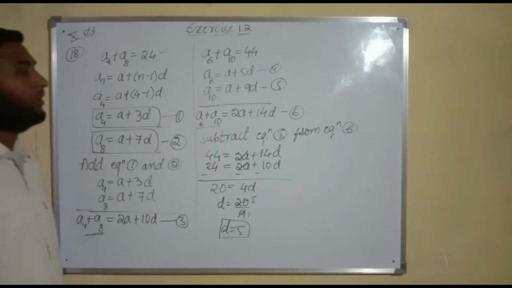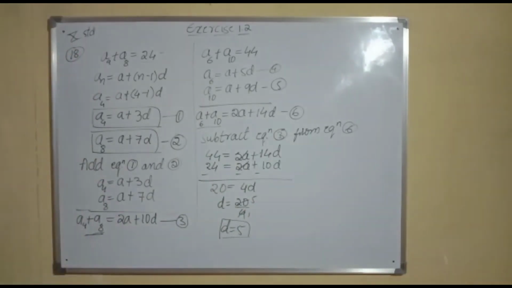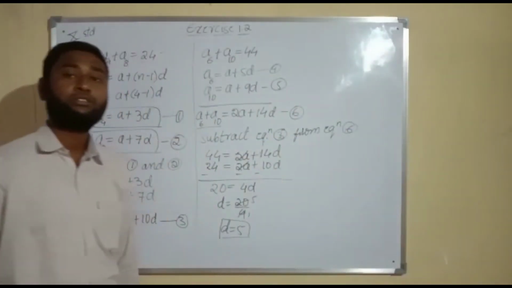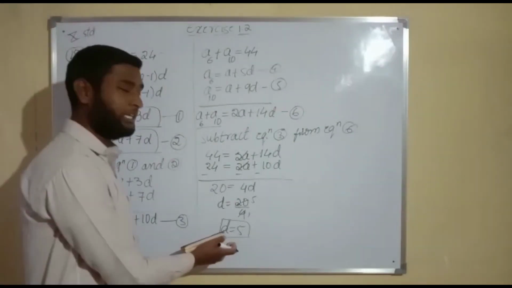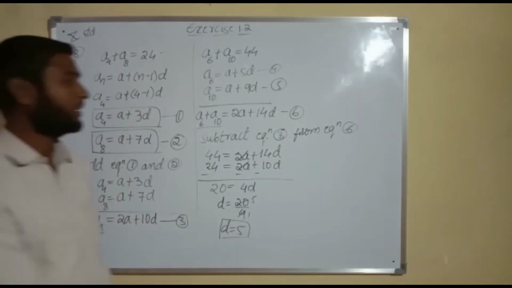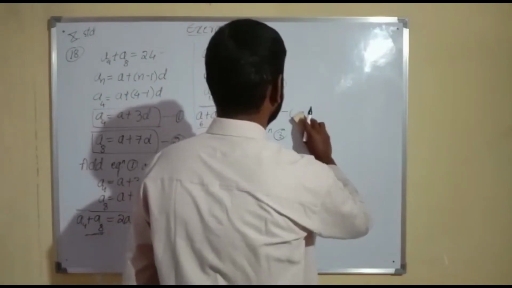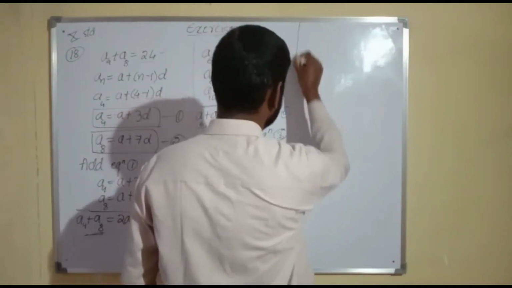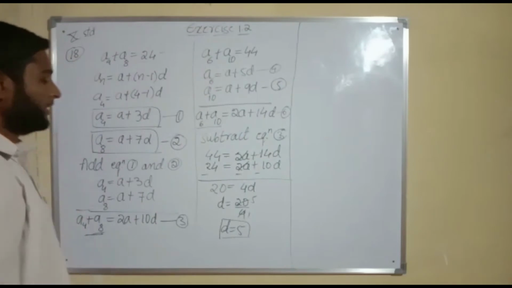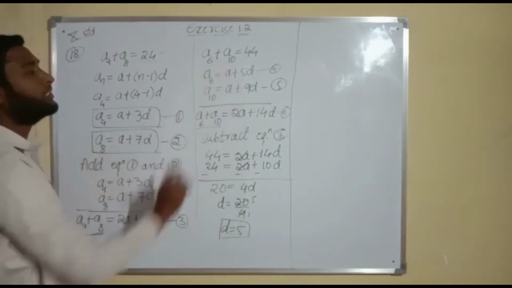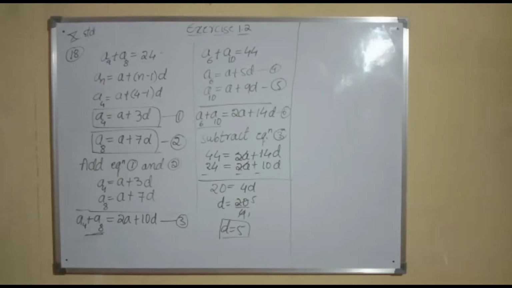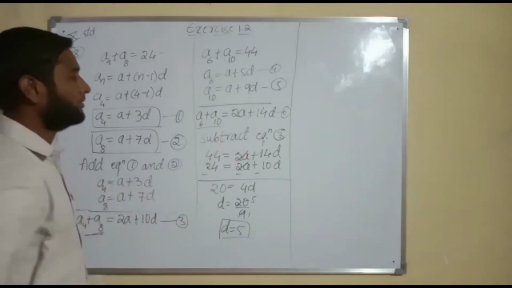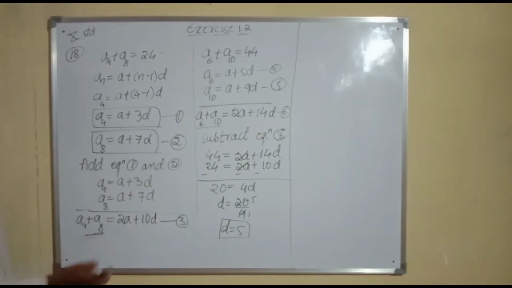Okay, now I got the d here. So to get the terms of the AP, I must know the first term too. Now I got the d, now I will have to find the a. See, if you put the value of d in any of the equations, you will get the value of a. I will put this value in the third equation.